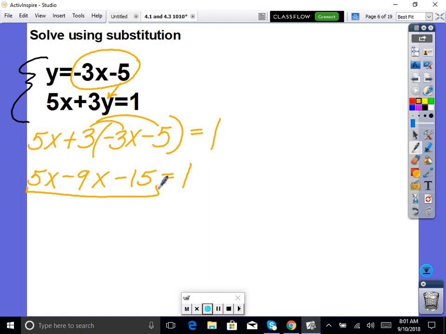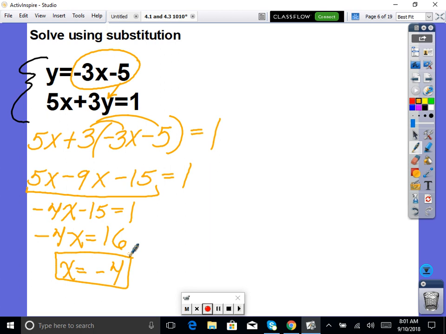So I add up this side what I can. Looks to me like that's going to be negative 4x minus 15 equals 1. Now look, solve for x. So we add 15. Negative 4x is equal to 16. Therefore, x is equal to negative 4. Great. I'm going to circle it, but I know that that's not my final answer, because I've got to write it as an xy point. So I'll write my final answer right here.